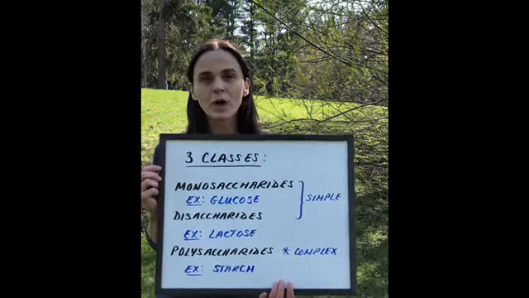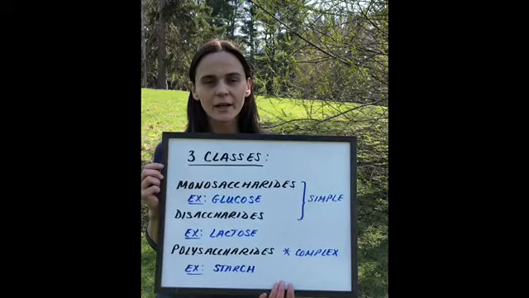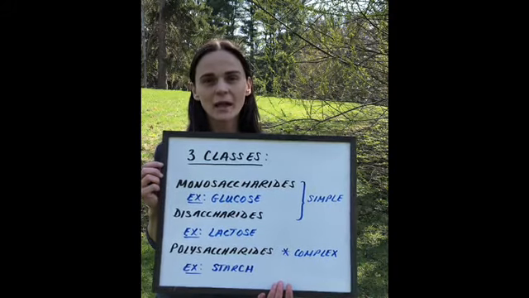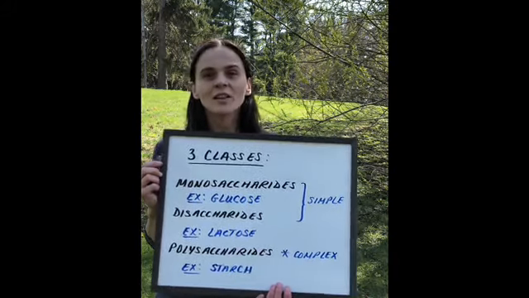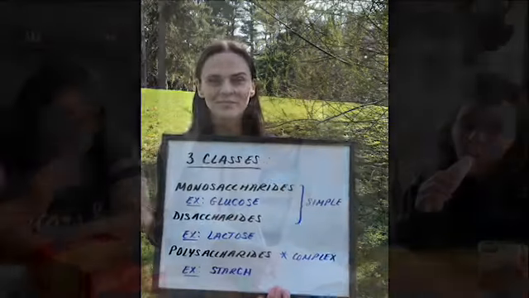An example of a monosaccharide would be glucose or blood sugar. An example of a disaccharide would be lactose or milk sugar. An example of a polysaccharide would be starch. Let's look at a difference between simple sugars and complex sugars.